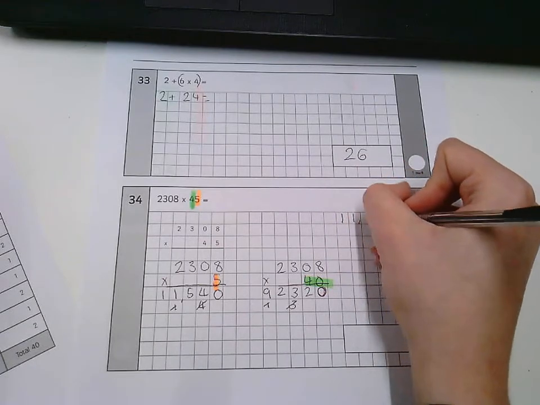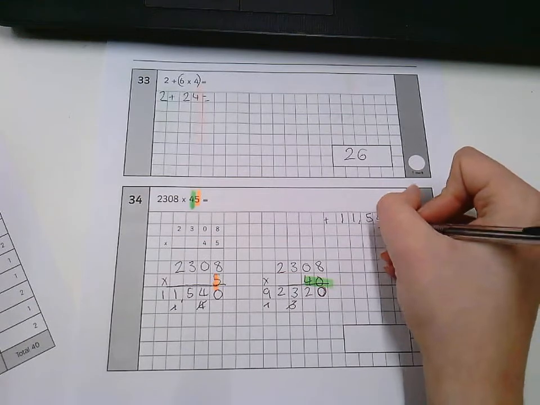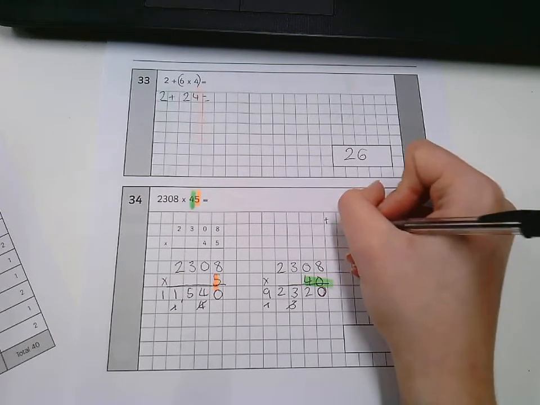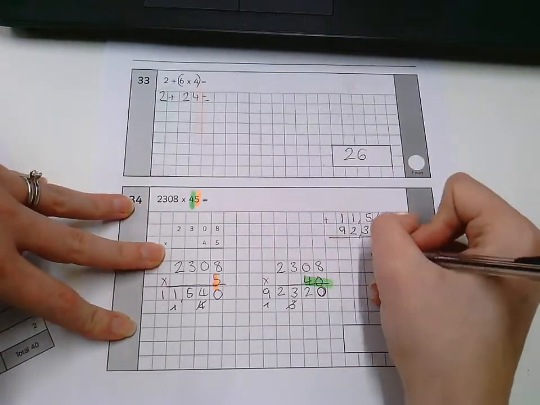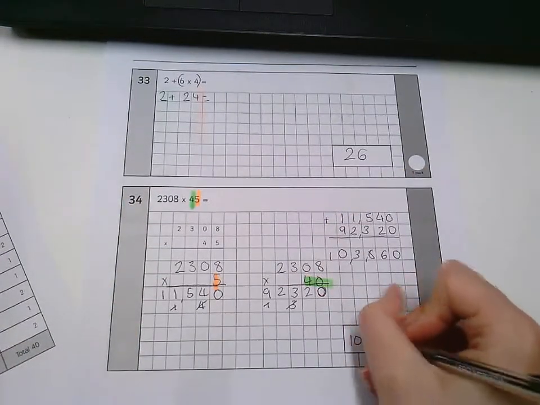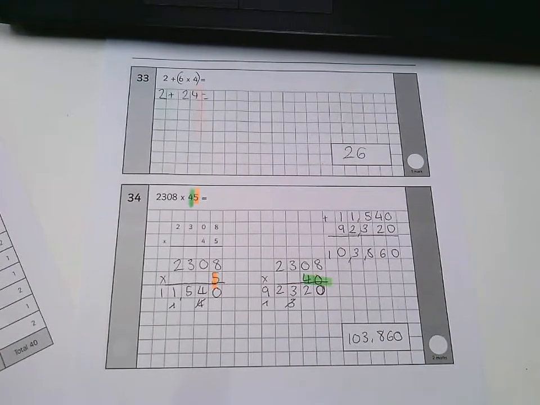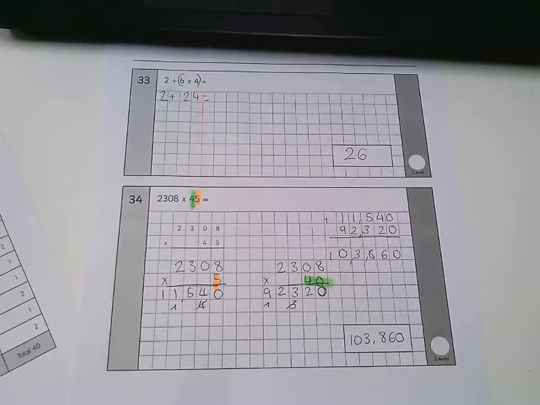I'm going to have to go up here, so I'm going to write this backwards. I'll make sure I get everything in the right place. There we go. So add it up. So it would be 0, 6, 8, 3, 10, 103,860. Goodness me, that is another 2-marker. Well done if you got that one right.